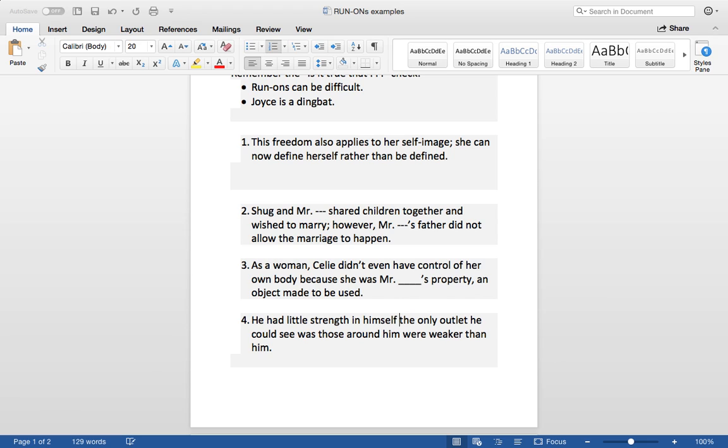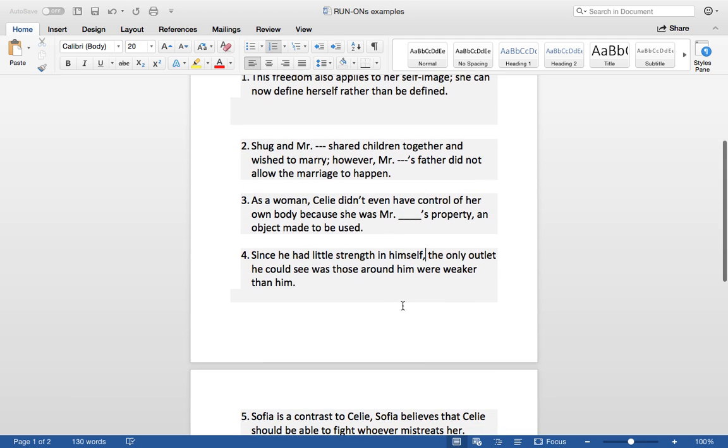Or we could subordinate one of the clauses. Since he had little strength in himself, the only outlet he could see was those around him who were weaker than him. Now, let's go back and take our little test. We subordinated one of the offending complete sentences. Is it true that since he had little strength in himself? We added that word there, and now it doesn't make sense as a question. So now we don't have a complete sentence there. So since he had little strength in himself, the only outlet he could see was those around him who were weaker than him.